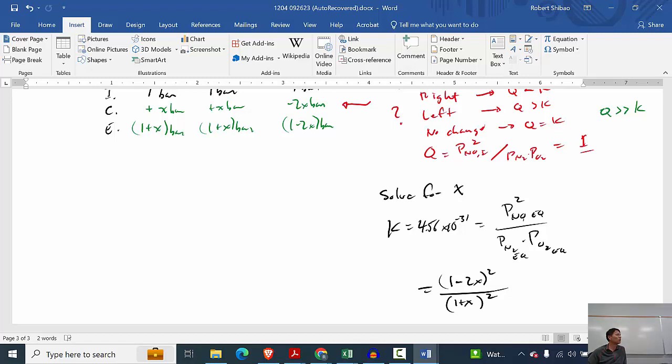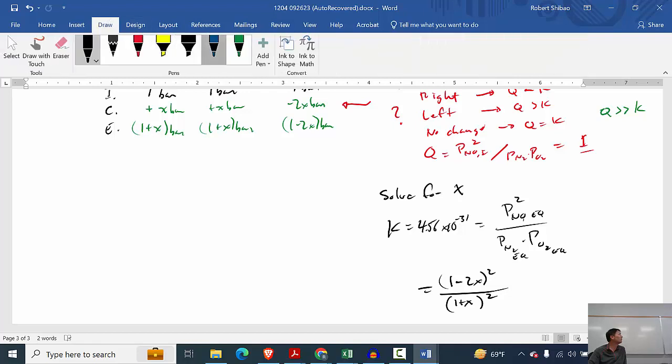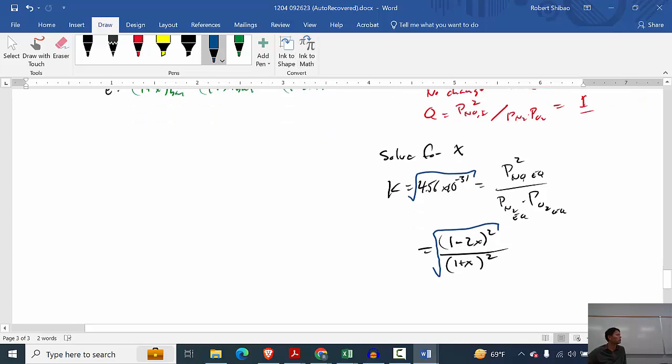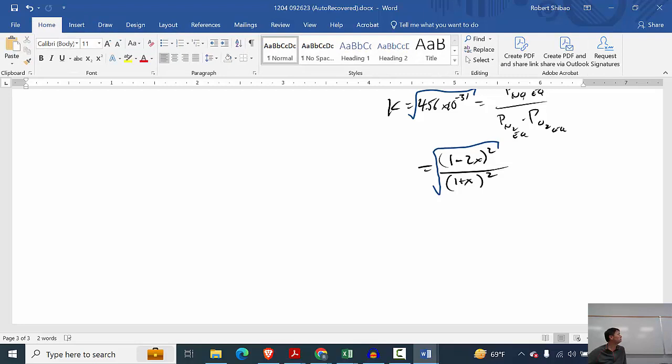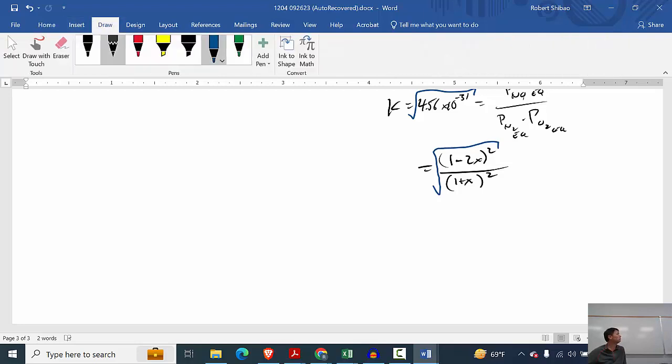Now this looks like a quadratic, but we're in luck, because we don't have to use the quadratic equation for this. What I'm just going to do is take the square root of this whole thing, and take the square root of K. And then it should make our life much easier for the math. The math can get tough.